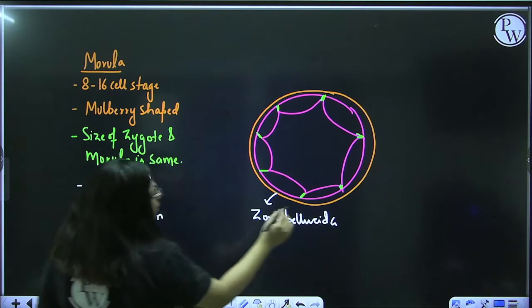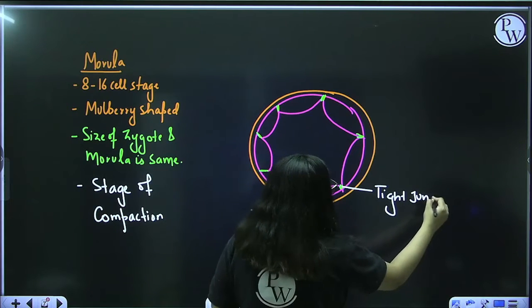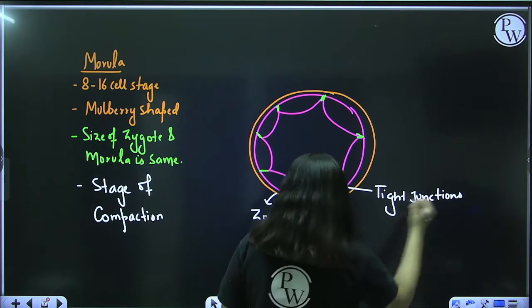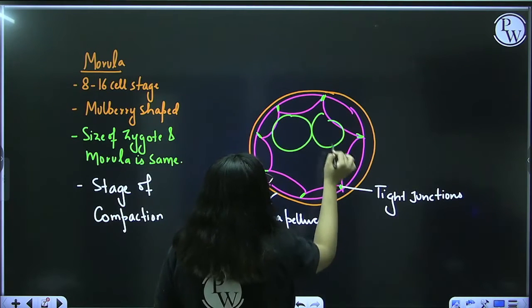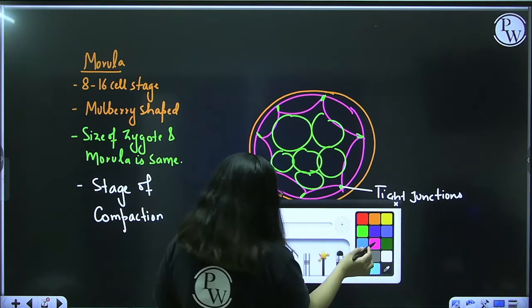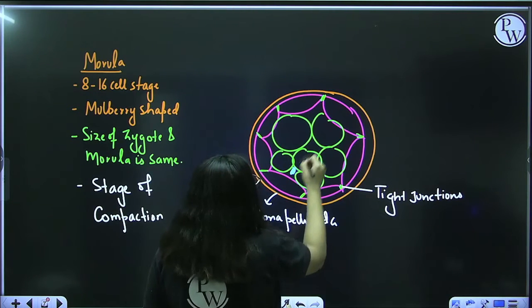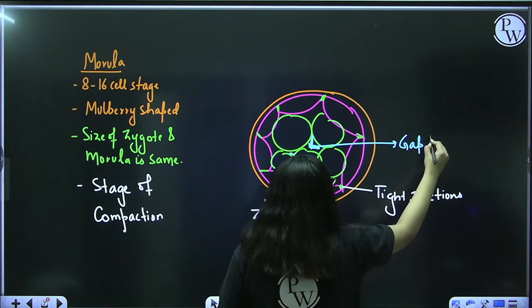The outer layer of cells has tight junctions in them. The inner cells have gap junctions in them. Let me draw them. The inner cells have gap junctions in them. Imagine these are gap junctions. So they have gap junctions between them.